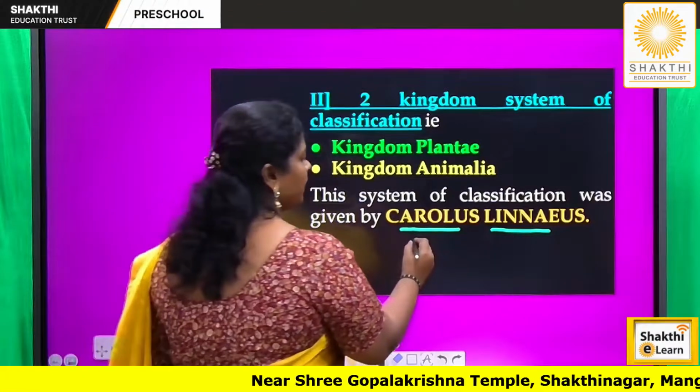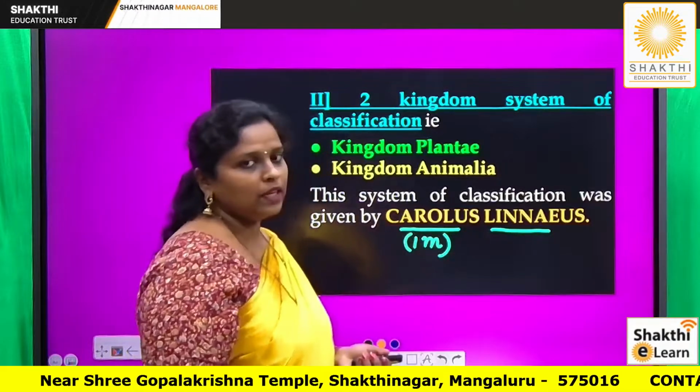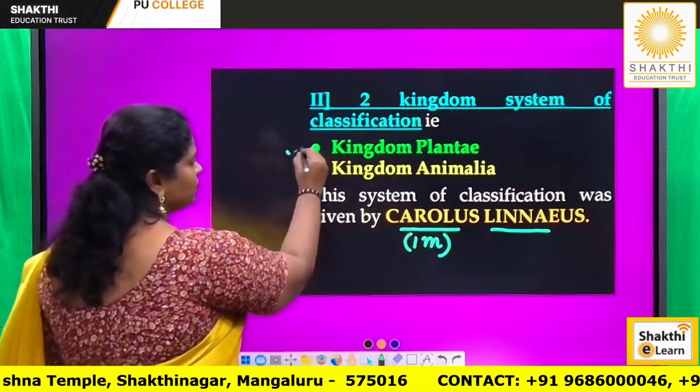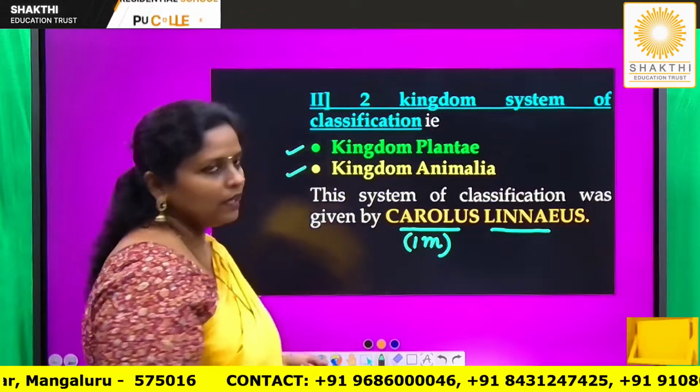This can be expected as a 1-mark question. Who introduced two-kingdom classification system? A very simple system. All the plants were put into kingdom Plantae and all the animals were grouped under kingdom Animalia.